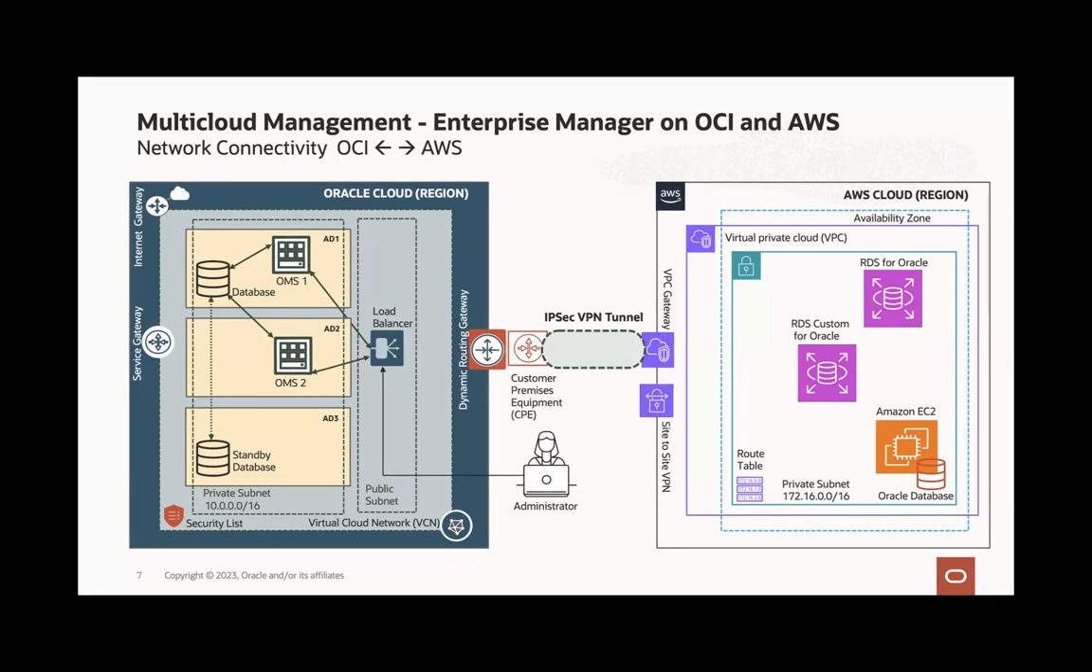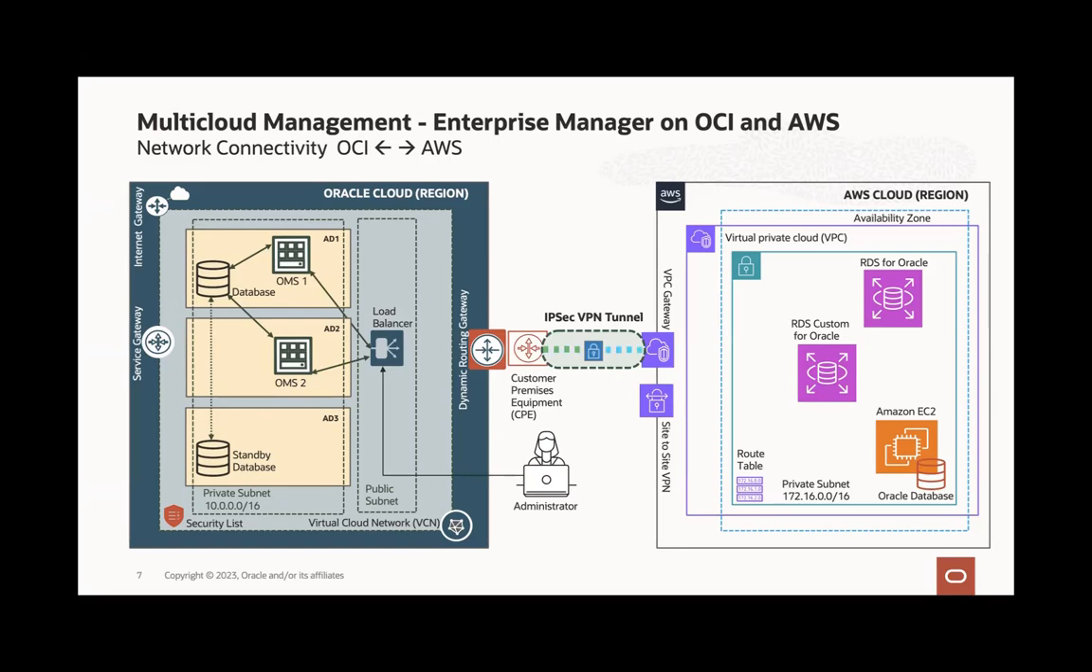And provision and configure the customer premise equipment, which is the CPE device, on the OCI side. Ensure that the CPE is connected to the appropriate network interfaces and routes traffic correctly. And then set up the IPsec VPN connection on the CPE using the VPN parameters provided by OCI and AWS.